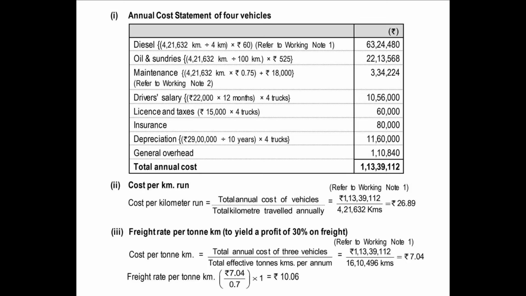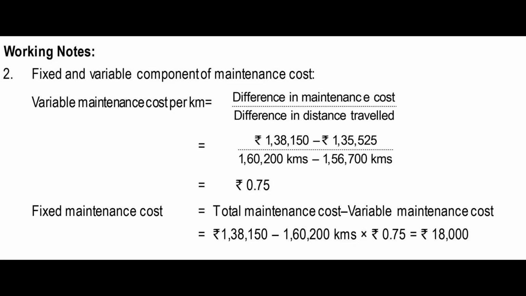Then the third variable cost is maintenance cost. Maintenance cost is given in the problem, but for 2 years. So whenever 2 years are given, we have to take the difference in cost and the difference in total distance travelled. So put a working note: computation of fixed and variable maintenance cost. Here the total maintenance cost is given. Maintenance cost always has two components. The first component is variable cost. The second component is fixed cost.